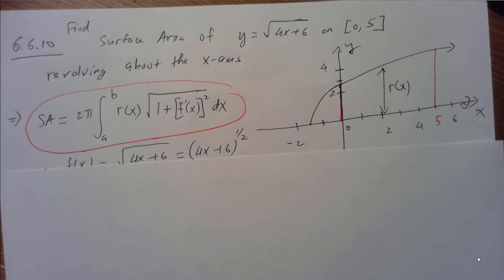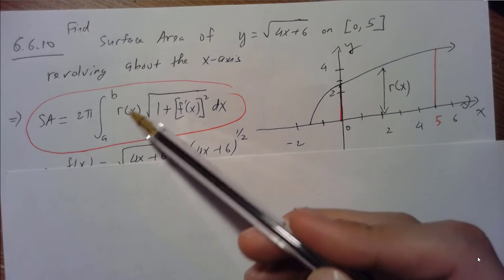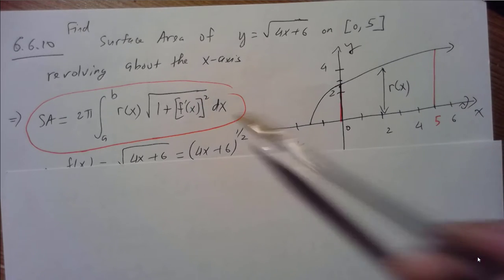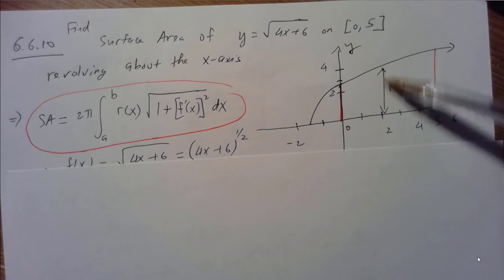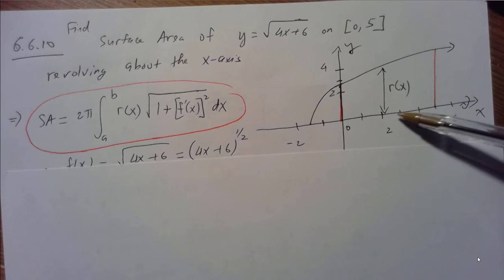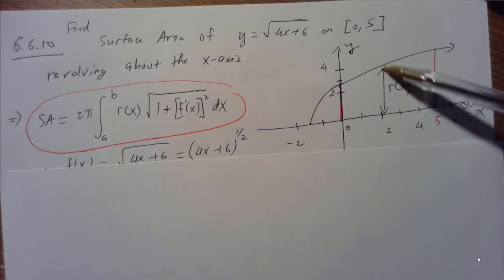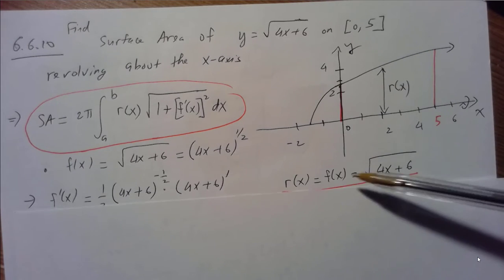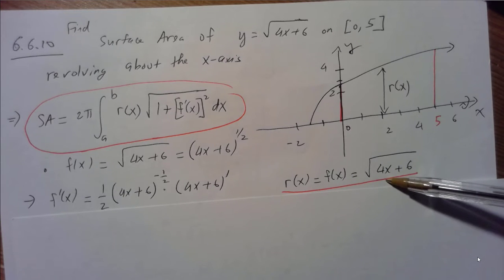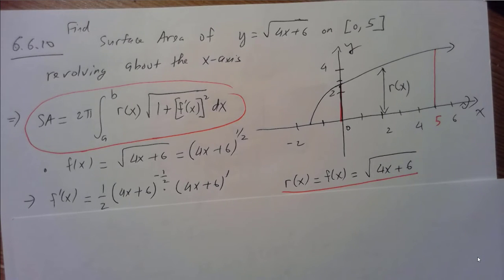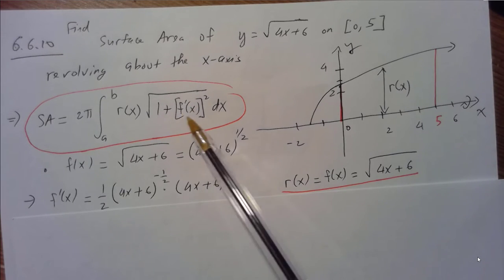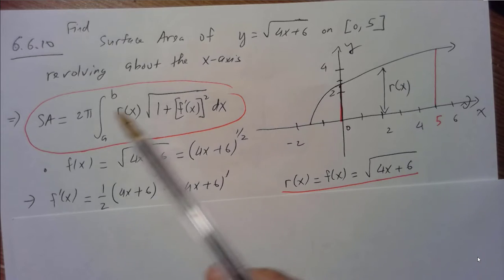And here, we use the same formula, 2 pi, the radius, from 0 to a, square root of 1 plus f prime of x squared dx. We know that the radius r of x is the distance from the axis of revolution up to the curve. In this case, it's just equal to the value of the function, which is f of x, the given curve. And then we need the term inside here. I can find the term inside the square root first before I plug it into the integral.